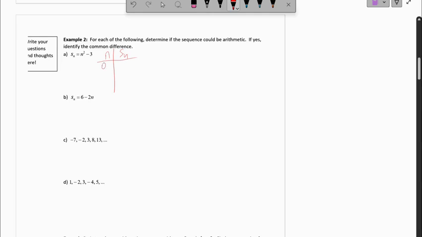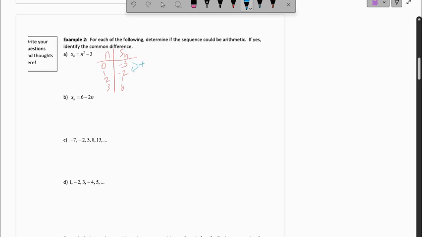So I would just plug in some numbers, right? Start with 0, 1, 2, 3, plug them in and get your answers. So 0 squared minus 3 is negative 3. 1 squared is 1, minus 3 is negative 2. 2 squared is 4, minus 3 is 1. 3 squared is 9, minus 3 is 6. And then this will hopefully be enough to see that there is a pattern or not.